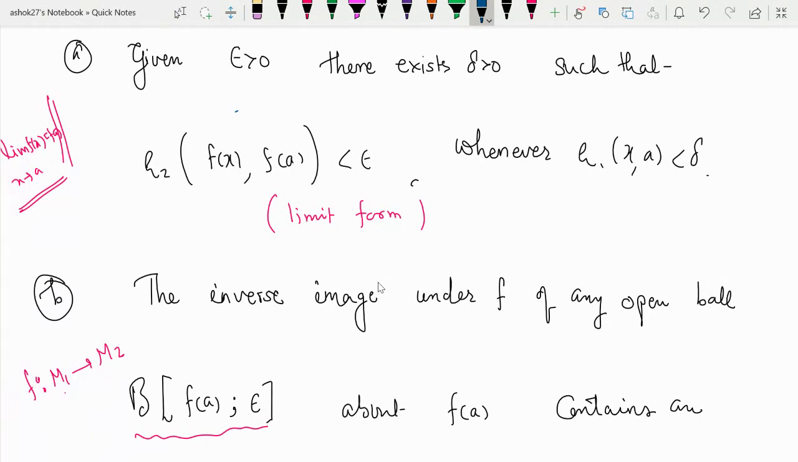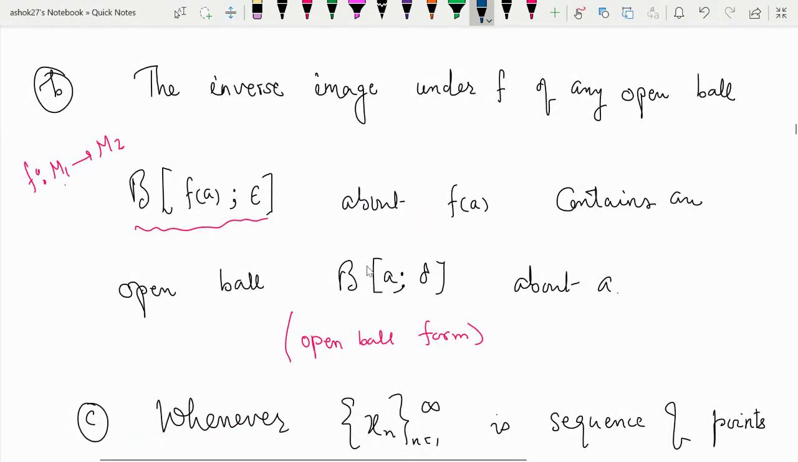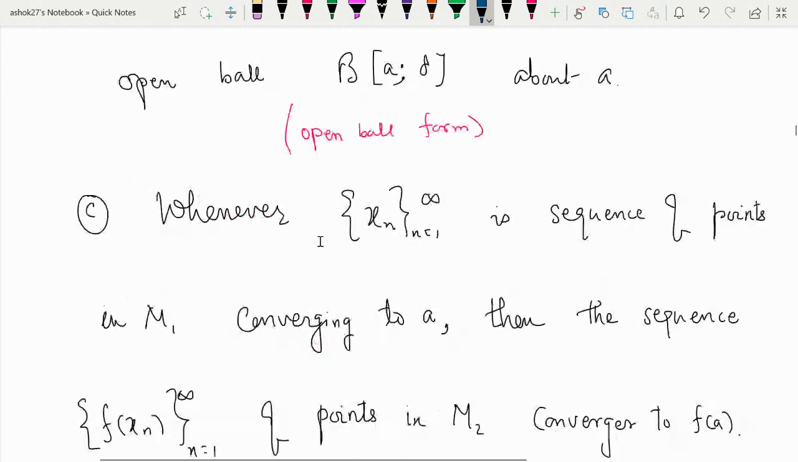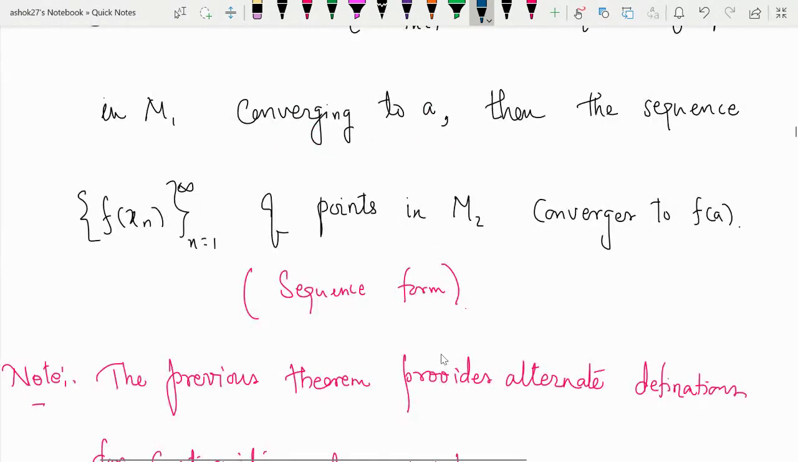What is the second statement? The inverse image under f of any open ball about f(a) with radius epsilon contains an open ball about a with radius delta. This means the inverse image of every open ball about f(a) with radius epsilon contains an open ball about a with radius delta. So this is the second definition of continuity. You can call it the open ball form of the definition of continuity. And what is the third? Whenever x_n is a sequence of points in M1 converging to a, then the sequence f(x_n), that is the sequence of image points of the x_n, should converge to f(a).